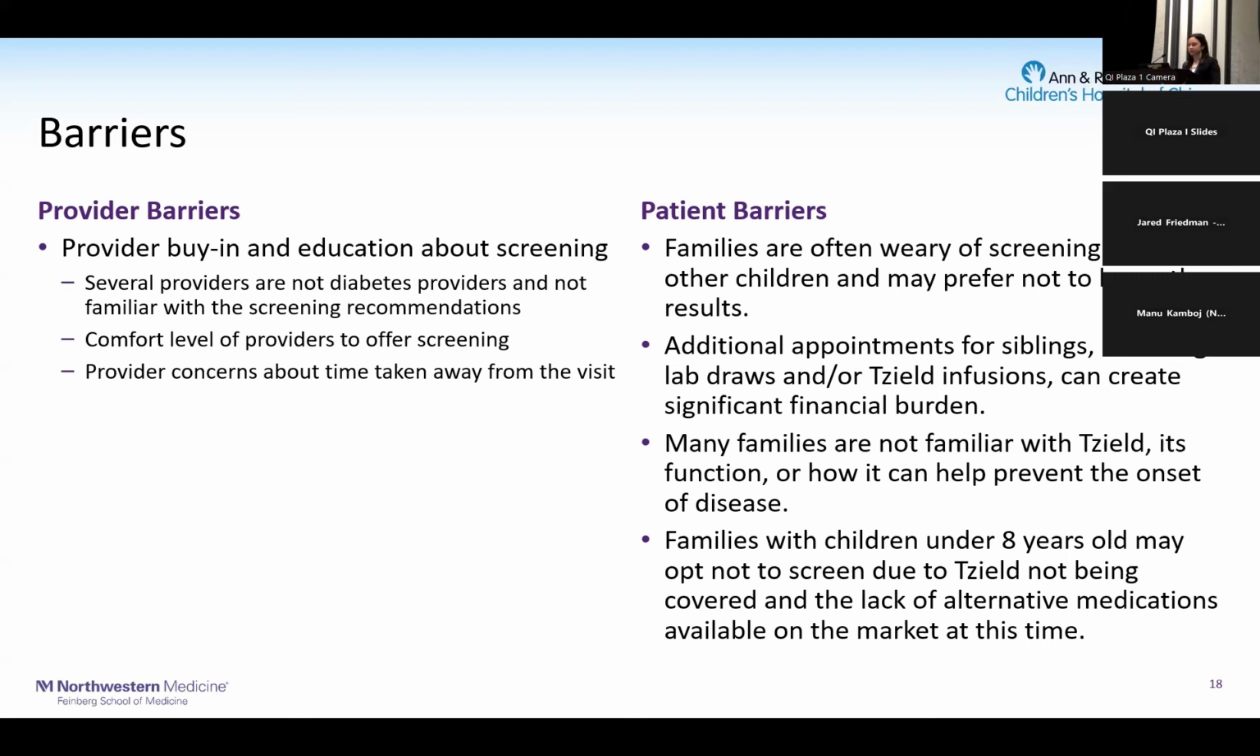The other concern families expressed was additional costs, so financial burden, because taking them to extra appointments, the lab draw, all that was also a concern for these families when we talked a little bit about screening. And a lot of families were not even aware that Tzield was an option. Lastly, children under the age of 8 are obviously not able to receive Tzield right now. So some of those families were like, I don't want to put my 2-year-old through the testing if there's nothing to do about it.